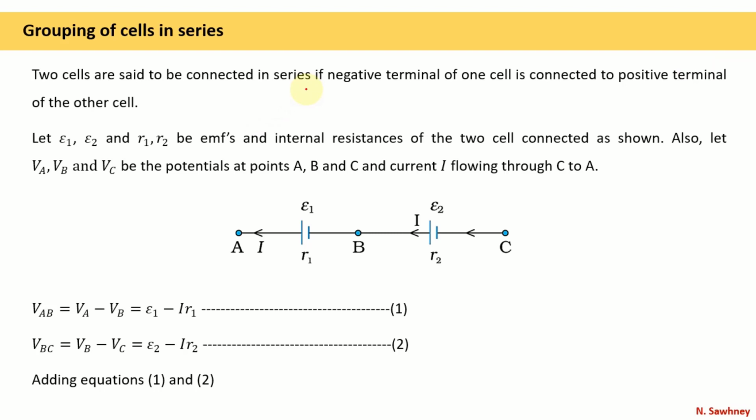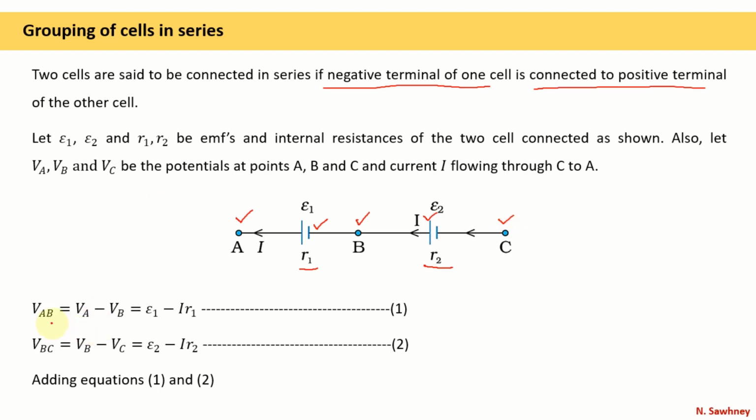Two cells are connected in series if the negative terminal of one cell is connected to the positive terminal of the other cell. Look here, the negative terminal of the one cell is connected to the positive terminal of the other cell. The two cells have internal resistances r1 and r2. Let VA be the potential at A, VB be the potential at B, and VC be the potential at C. Also let the current I flow through the circuit from C to A.